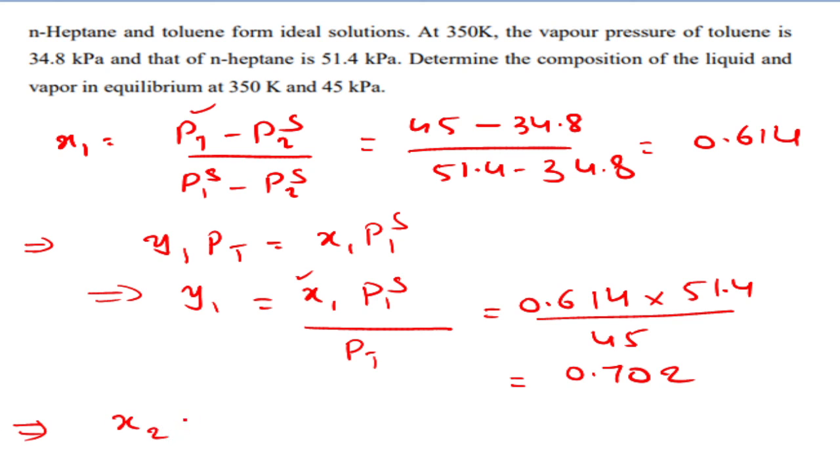Similarly, if you want x2, you can calculate x2 as 1 minus x1 and y2 as 1 minus y1. From this you can get values like this. Like this, we can use Raoult's law and calculate the values of equilibrium data for a particular temperature and pressure. You can change the values, and if you are asked at a different temperature and pressure, you can follow a similar procedure and solve the questions.